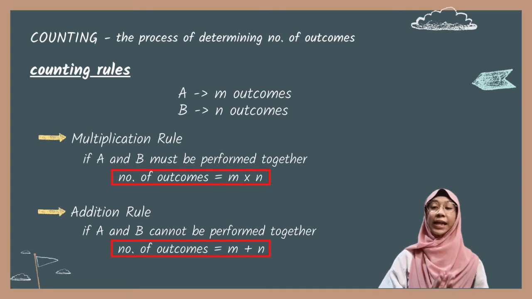We define action A has M outcomes and action B has N outcomes. In multiplication rule, if A and B must be performed together, then the number of outcomes altogether is M times N. While in addition rule, if A and B cannot be performed together, which is only either A or B, then the number of outcomes together is M plus N.